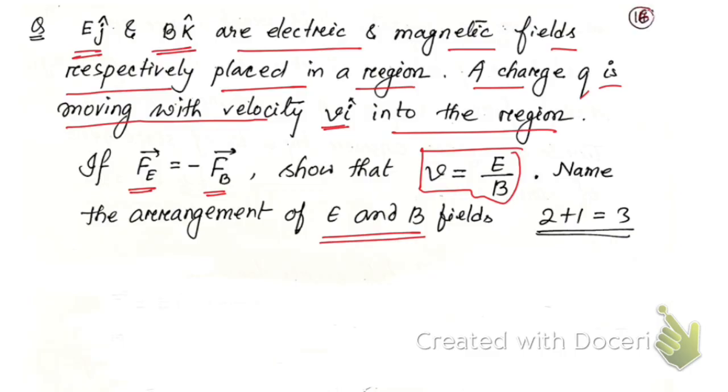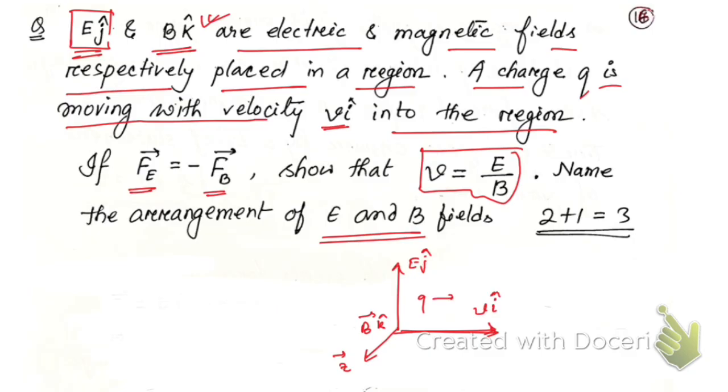Now you see, here we have E j cap, that means electric field is applied along y axis, and the magnetic field is along z axis, so that's why here B k cap. The charge is moving along x axis, that's why it is moving with velocity v i cap, right? Charge is moving along the x axis with velocity v i.